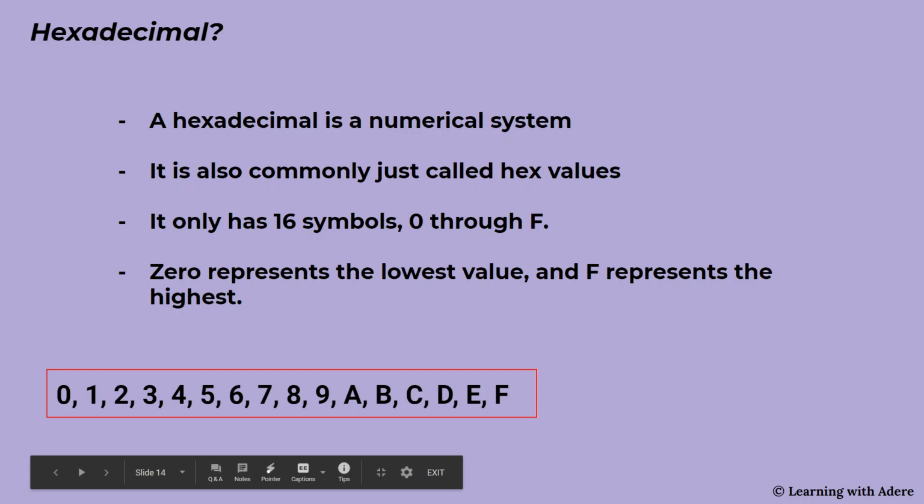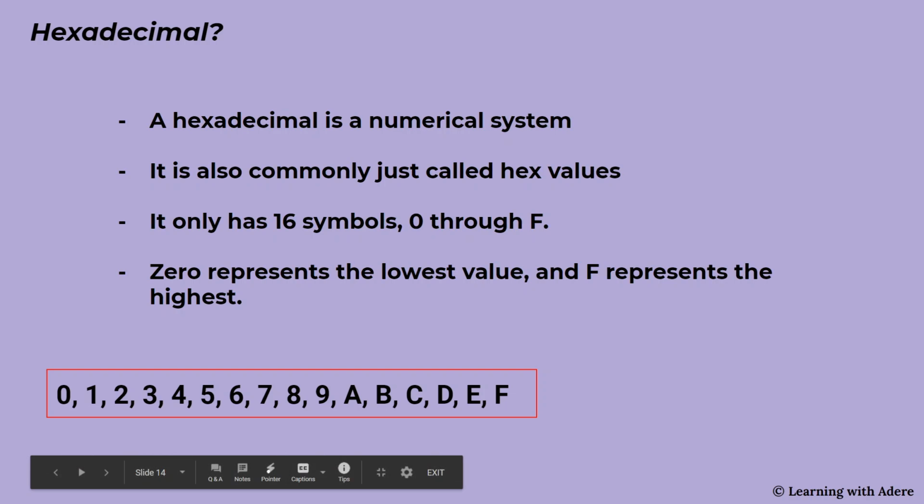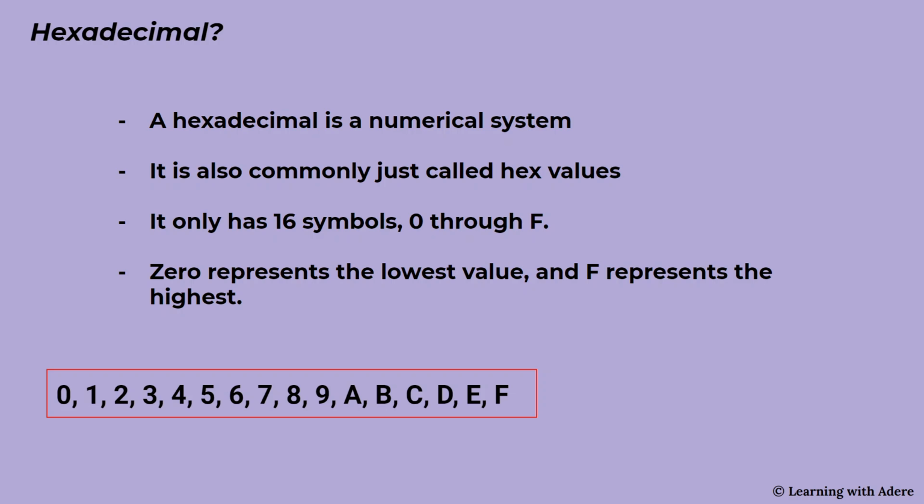ends. So we can kind of compare this to the alphabet. Of course, that's not a numerical system, but that's the order it goes in. It starts at A and it ends at Z. In this case, this system starts at 0 and it ends at F. So this is just the order. 0 represents the lowest value and F represents the highest.